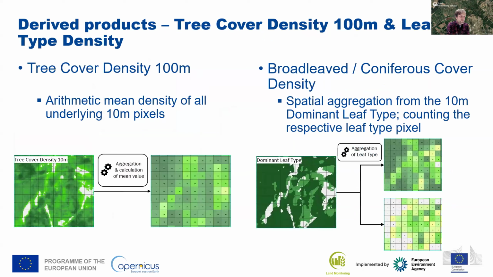Further derived products are the tree cover density in 100 meter and the leaf type density. The tree cover density 100 meter is an aggregation, where the arithmetic mean density of the underlying 10-meter pixels is computed. And the broadleaf and coniferous cover densities are a spatial aggregation based on the 10-meter dominant leaf type product, where basically only the respective leaf type pixels get counted.